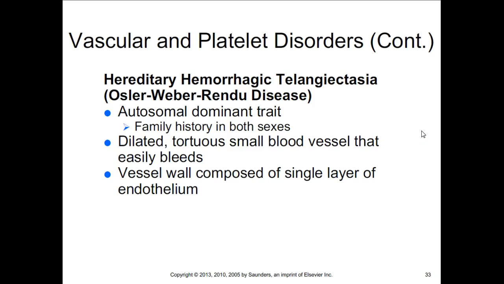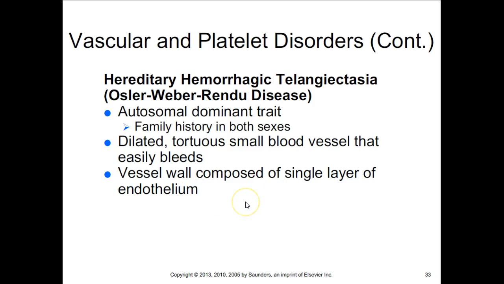Then another: hereditary hemorrhagic telangiectasia is an autosomal dominant trait. Remember that with autosomal dominance, you only need to receive one gene from one parent in order to get the disease, right? So you'll see small dilated blood vessels that bleed very easily, and these are the telangiectasias that you might see, with epistaxis, a lot of bleeding from the nose and things of that nature, right?